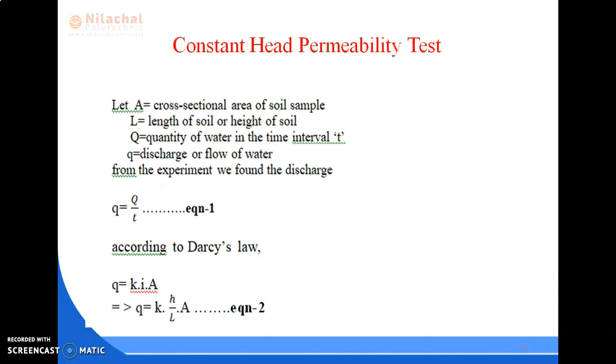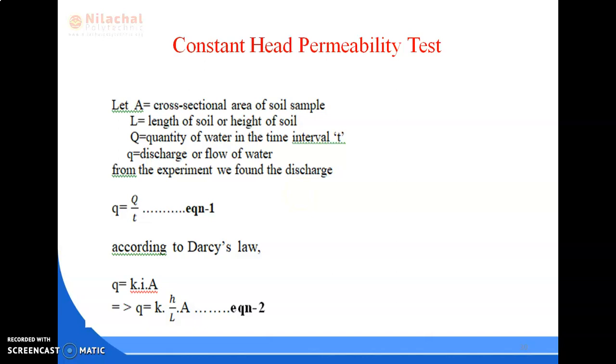So let us see. Let A equal to cross-sectional area of soil sample, L equal to length of soil, or we can also consider it as height of soil. Q equal to quantity of water in time interval T, and small q equal to discharge or flow of water. So from the experiment, we found the discharge small q equal to quantity of water, capital Q, divided by T.